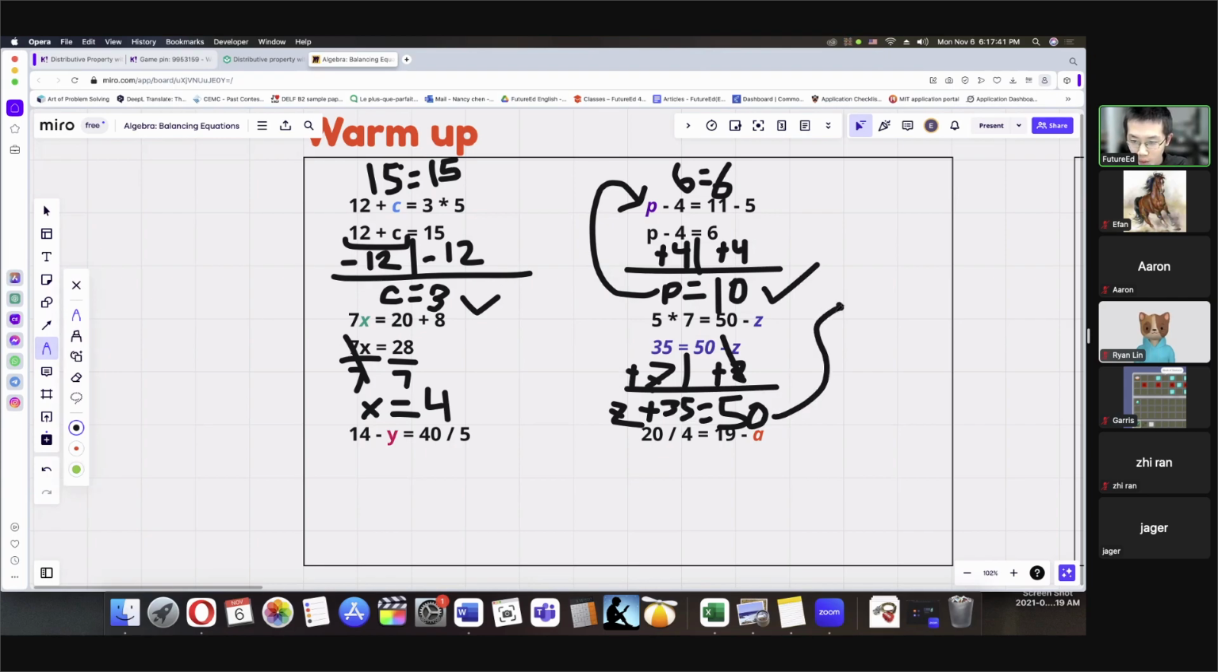Awesome. And now we can do what I think you've been wanting to do all along. I'm going to move this up here. So z plus 35 is 50. How do we isolate the z now? If we subtract 35 from both sides, we get z plus 35 equals 50, and then we subtract 35 on both sides. You said 50 minus 35 is equal to 15. So in the end, we have z is equal to 15.